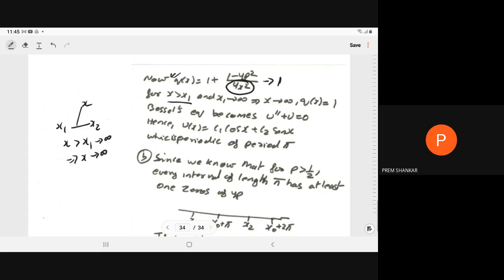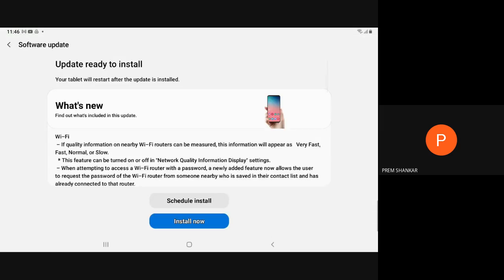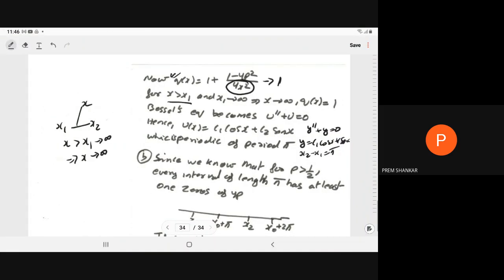Q(x) tends to 1 means our equation will become y double dash plus y is equal to 0, and whose solution is C1 cos x plus C2 sin x. For this we know that zeros occur at a distance of pi, which means x2 minus x1 is equal to pi. Hence y is equal to C1 cos x plus C2 sin x, which is periodic with period pi.